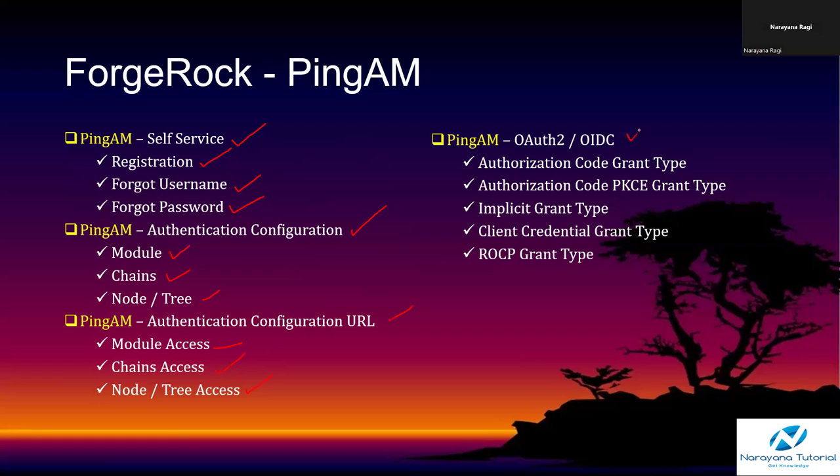And then we have OAuth 2 and OIDC, which is a very main topic. In this case, we have different types of grant types. So we have explained the authorization code grant type, the authorization code PKCE grant type, the implicit grant type, the client credential grant type, and ROPC, the resource owner password credential grant type. It is not ROC, it is ROPC, okay? ROPC, resource owner password credential.